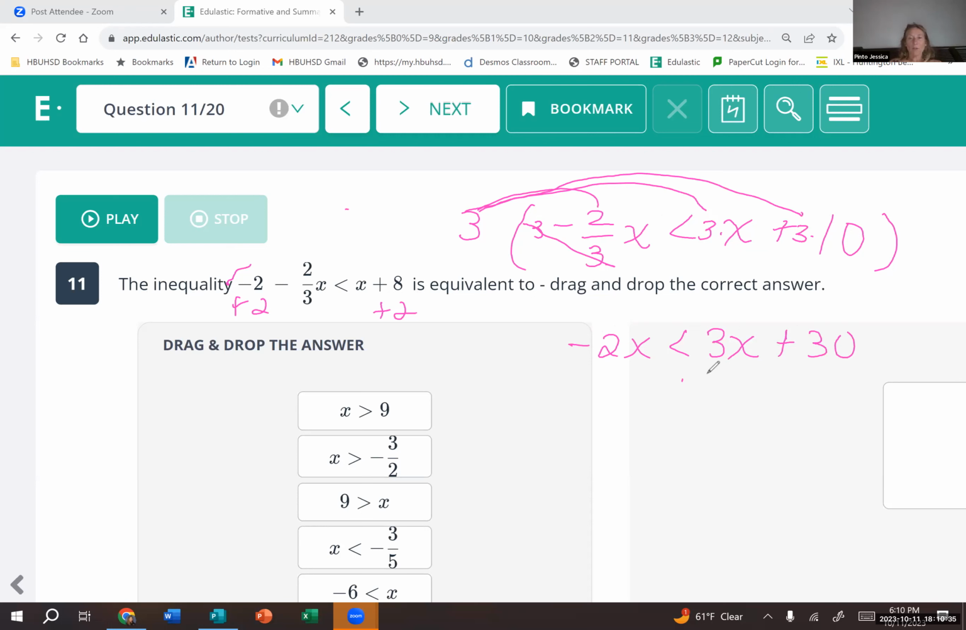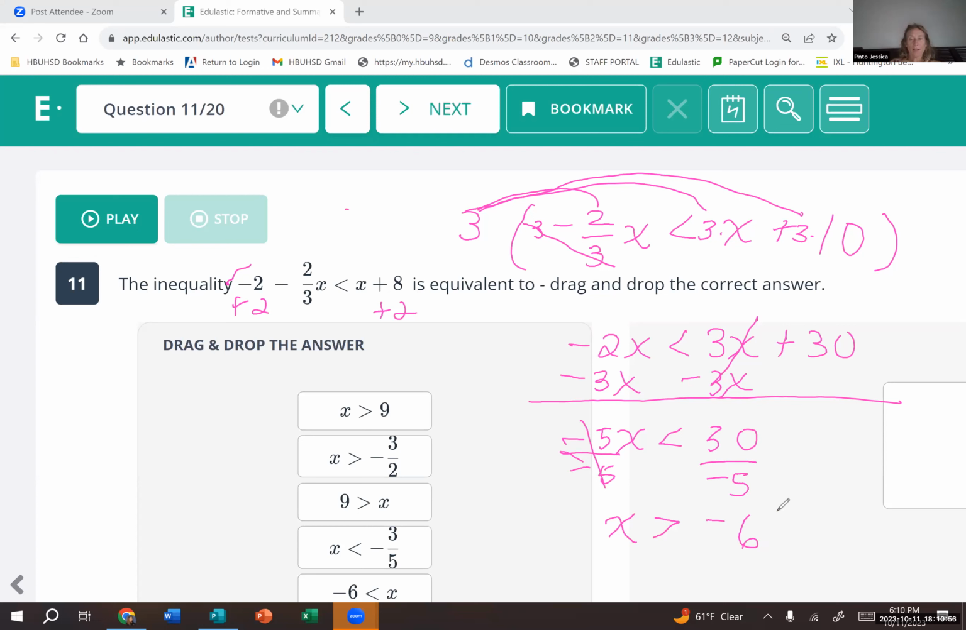All right, now I'm going to subtract 3x so that all the x's are together. That's going to give me negative 5x inequality 30. And when we divide by negative 5, I'm going to get x inequality, and that number is negative 6. So this works out really nicely, and that's our bottom expression.